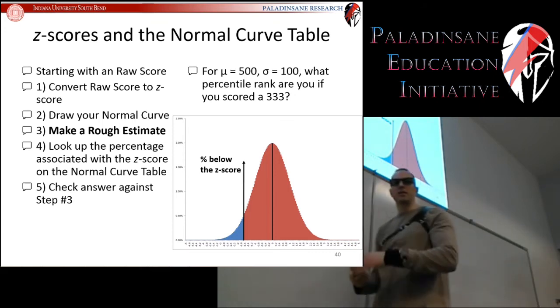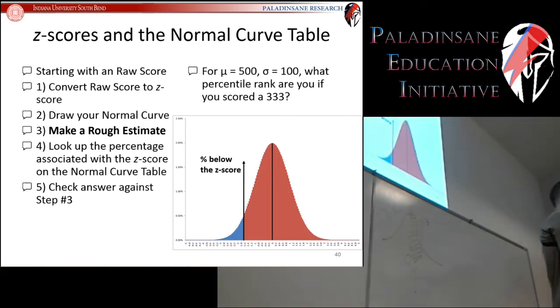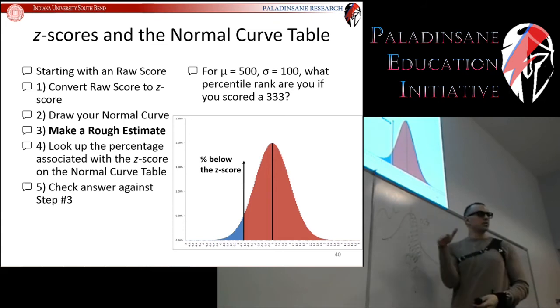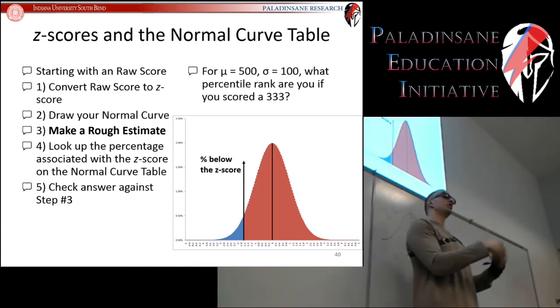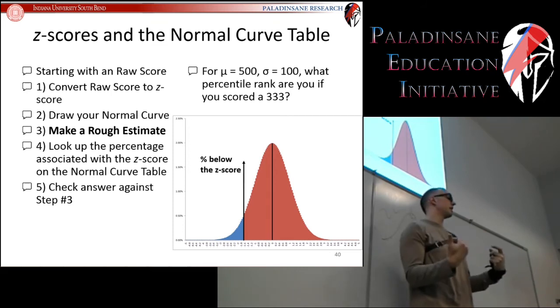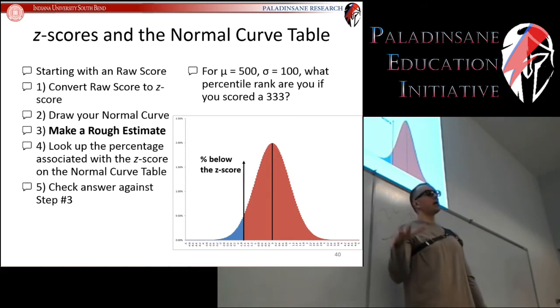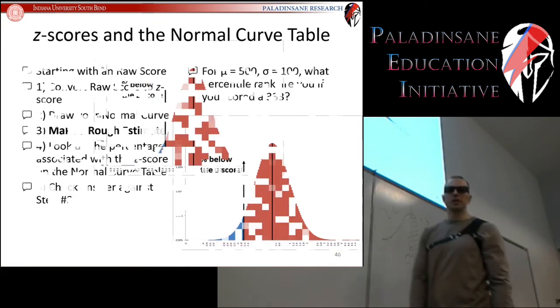So that's the first backup plan. Second backup plan, we're going to make a rough estimate. This is something that eventually you will stop doing as you gain more confidence with z-scores. But it's good to get it into practice at the beginning, just as a second backup plan. And also, some of your homework wants you to specifically do this. So we're going to go over it right now, just to show you how that's all done.